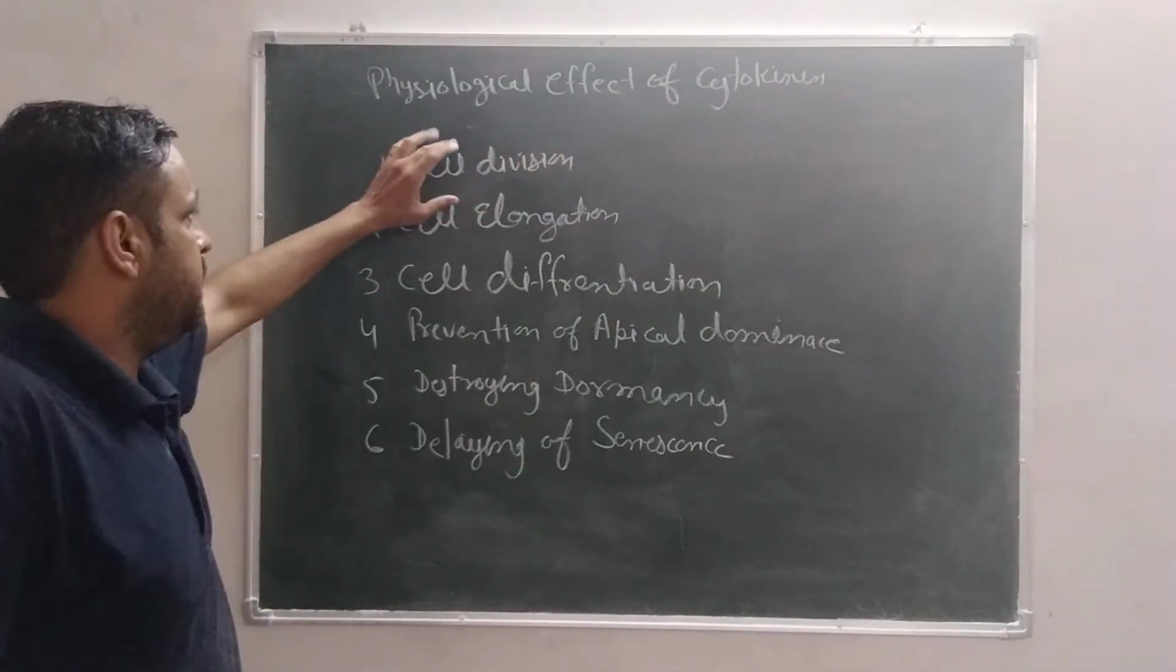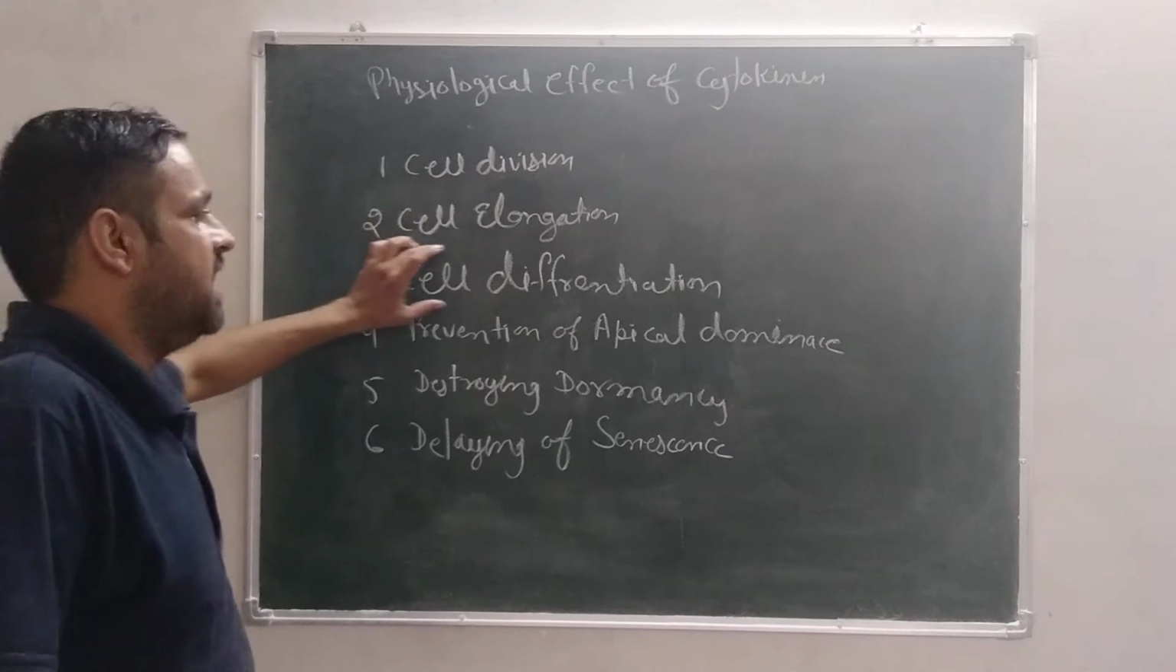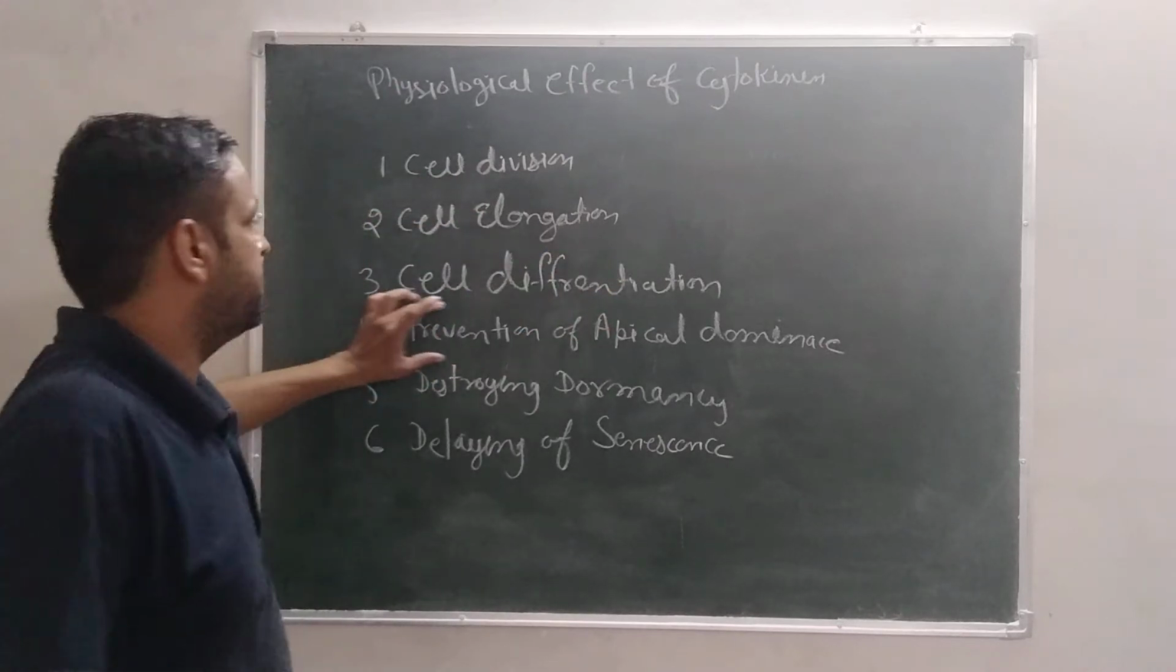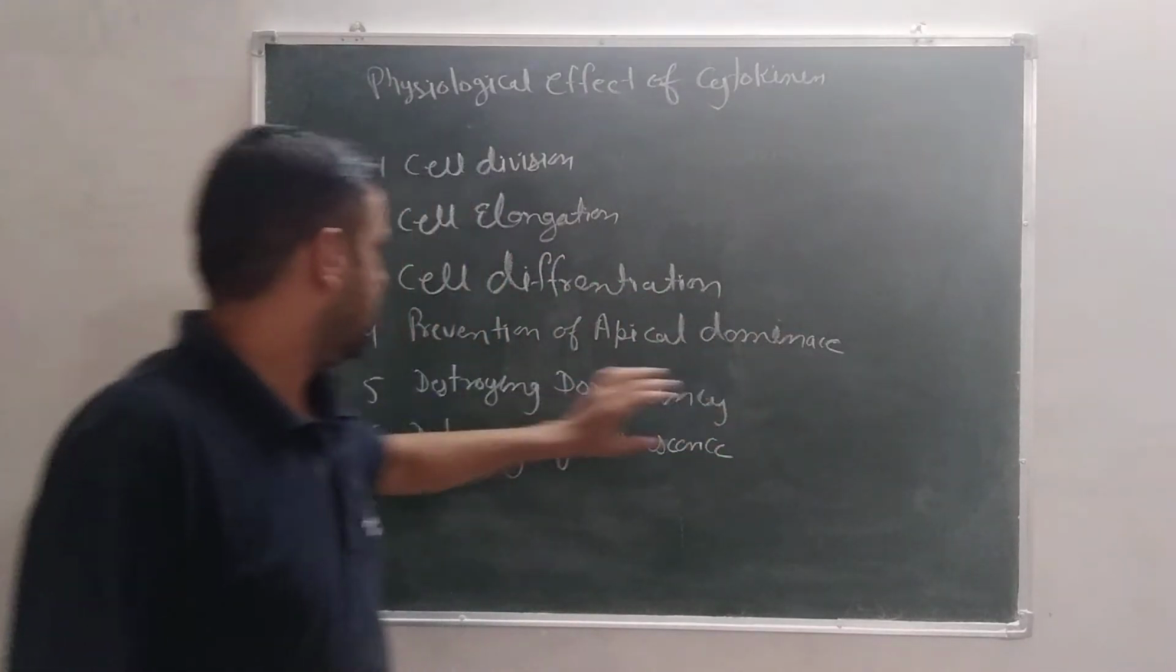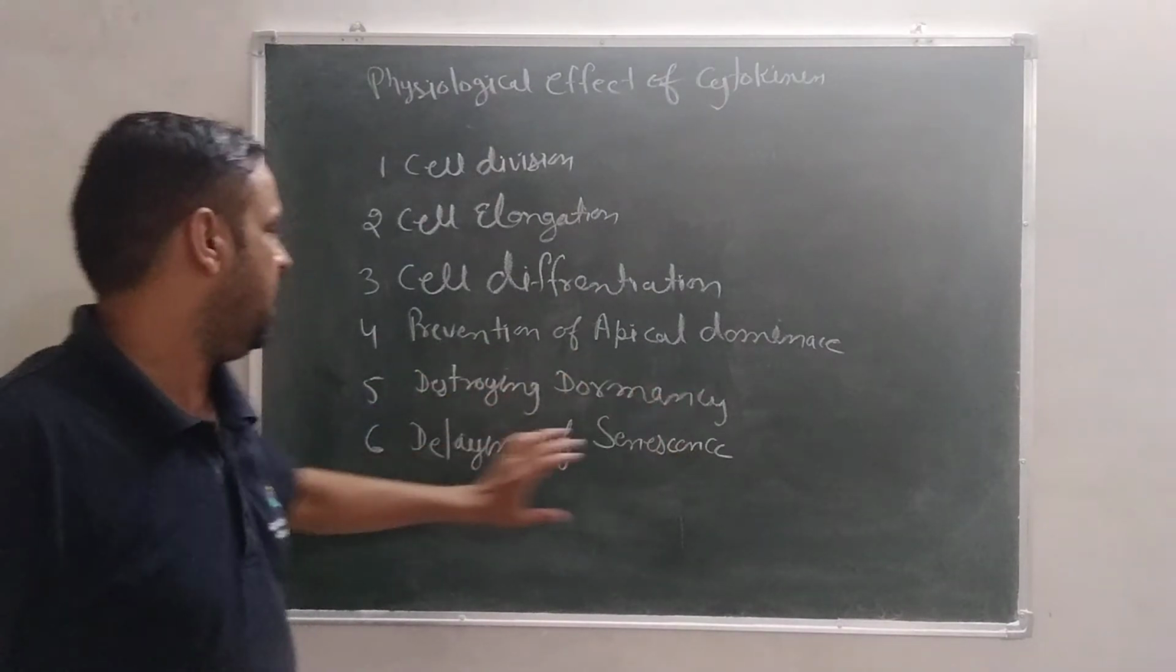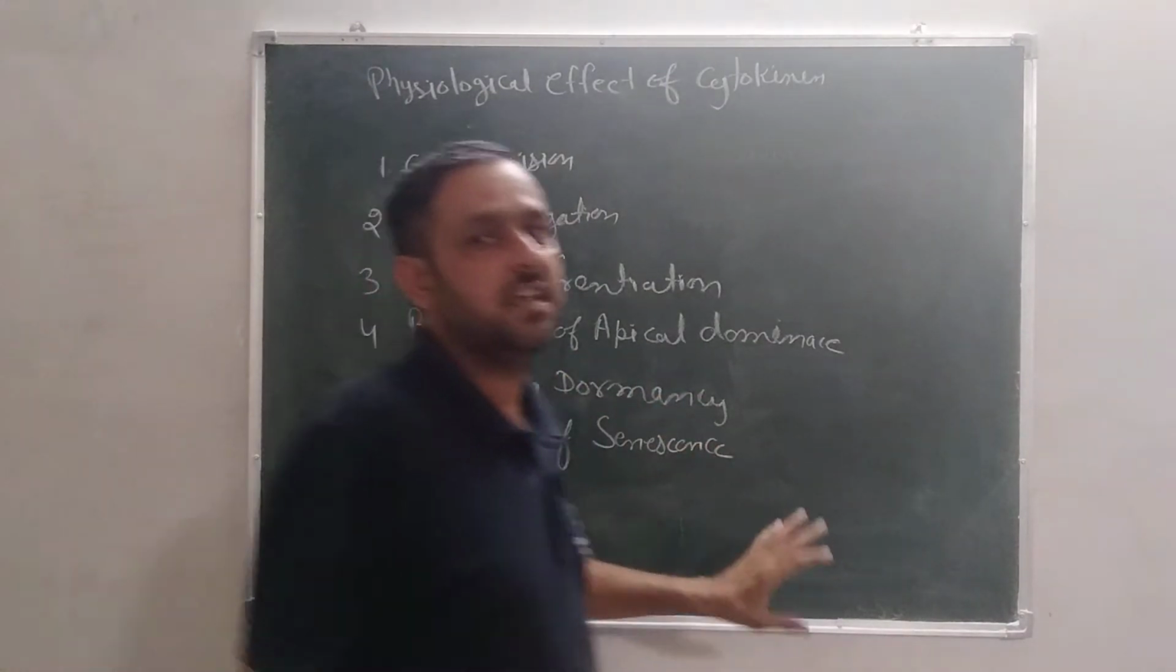Now look at the physiological effects of cytokinin. First, cell division. Second, cell elongation. Third, cell differentiation. Fourth, prevention of apical dominance. Fifth, destroying dormancy. And sixth, delaying of senescence.